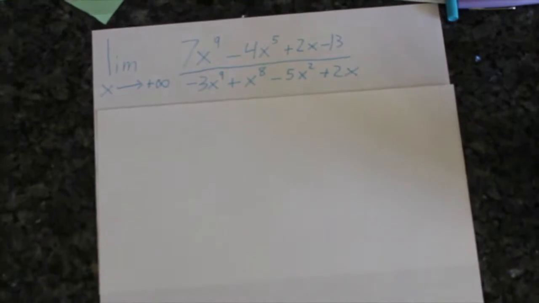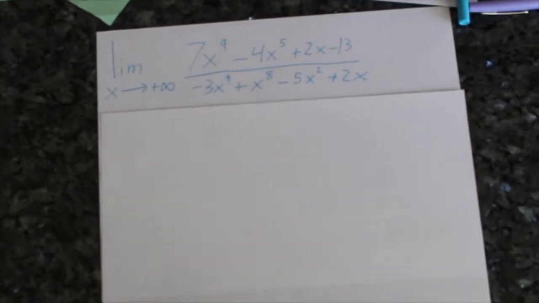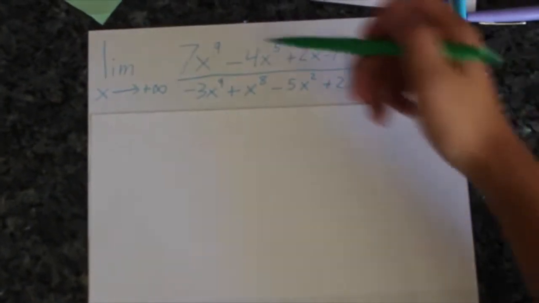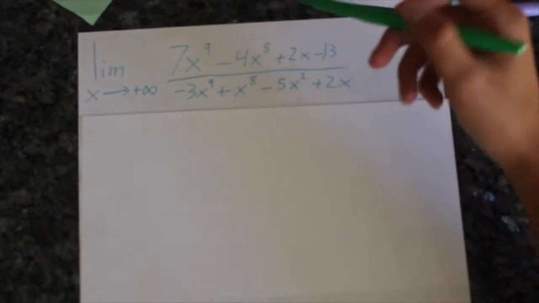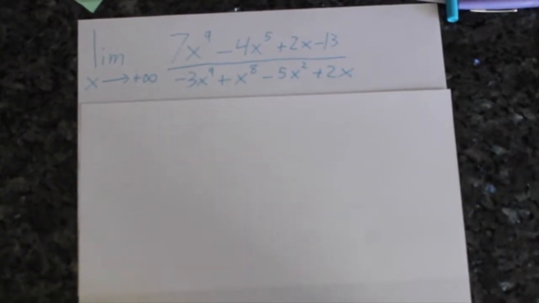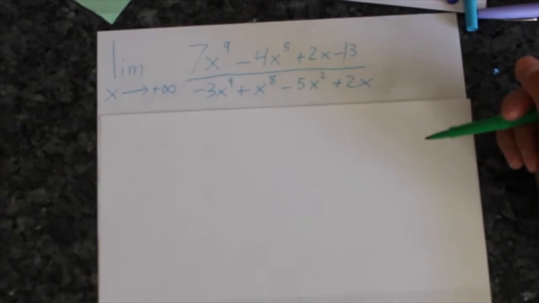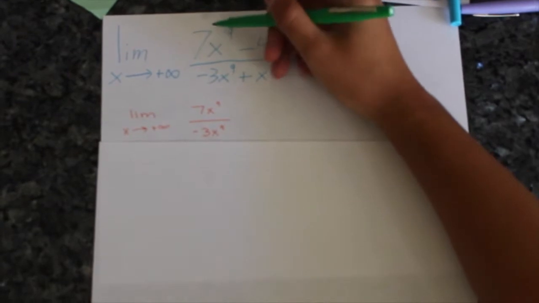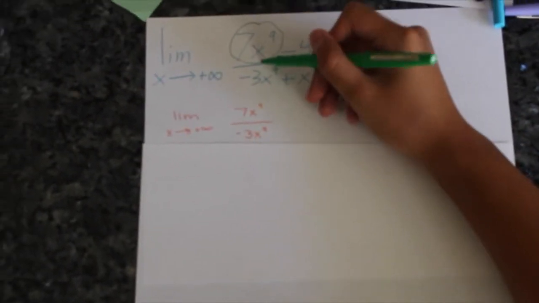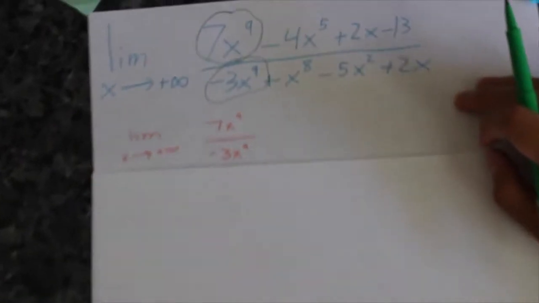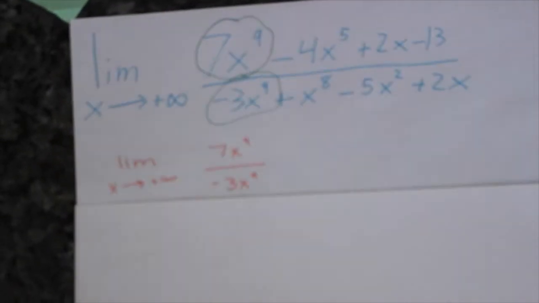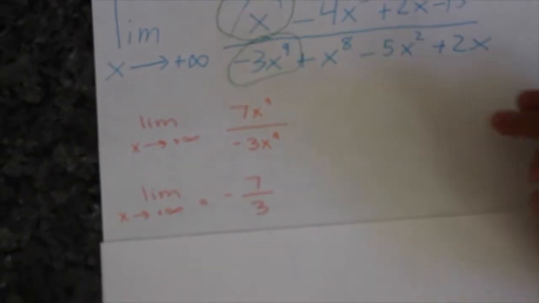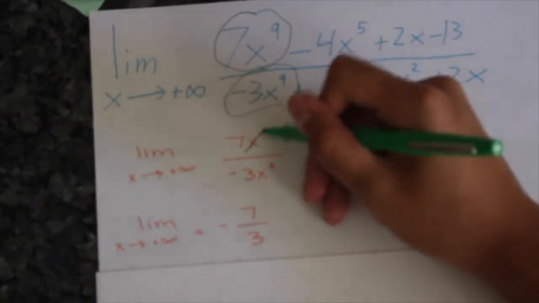Okay, so to take the limit as x goes to positive infinity, first you want to look for the highest power, which would be 7x to the 9th in the numerator, and the highest power of the denominator, which is negative 3x to the 9th. And so once you find that, you take the whole term and you put them over each other. So 7x to the 9th, negative 3x to the 9th. Put that over each other. And all you do from here is cross out the terms, and you should get negative 7 over 3.